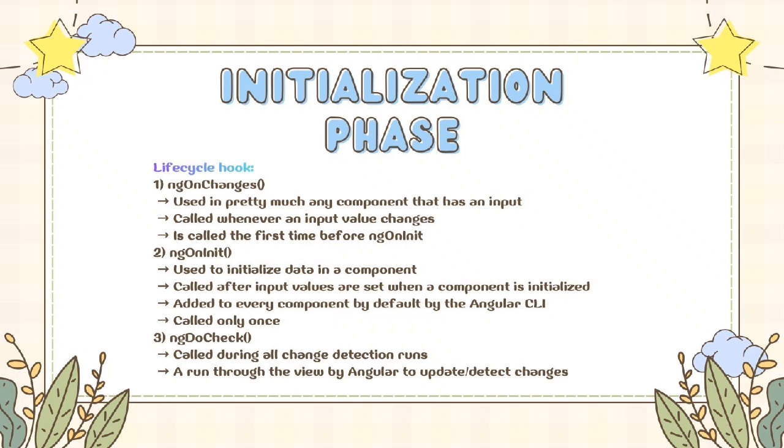And the next one is ngOnInit. It will be used to initialize the data in the component. For example, if I want to make some API call before calling any of the functions, or on the first load only I want to show something, then I can call those functions and API calls inside ngOnInit. It is added to every component by default by the Angular CLI, it will be called only once, and it will be called after the input values are set when a component is initialized.